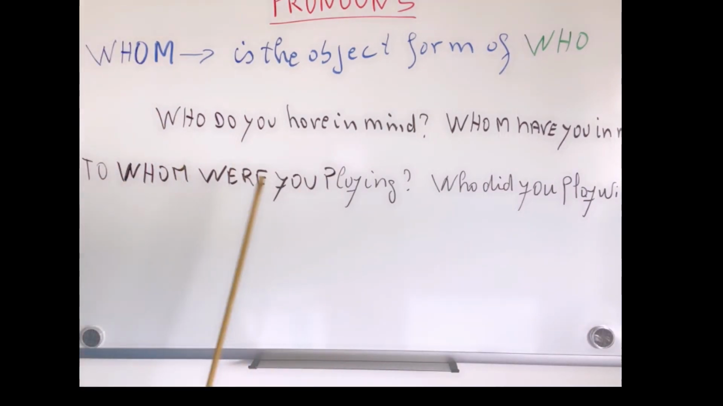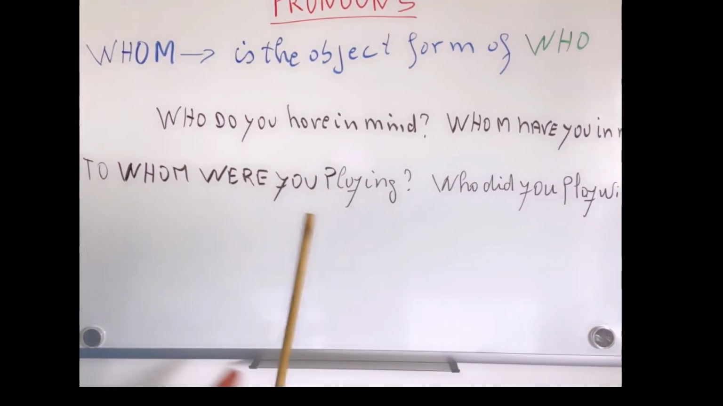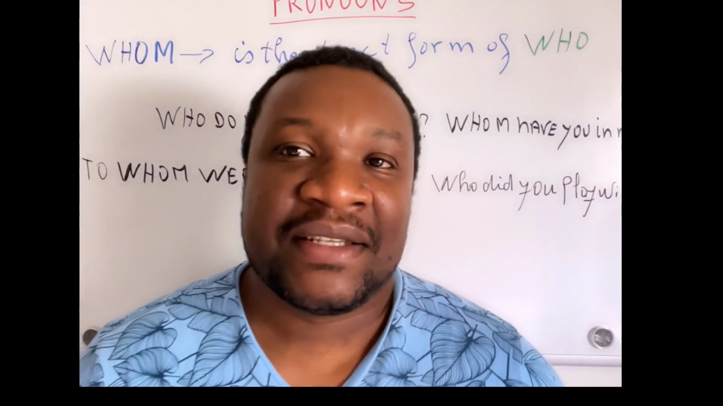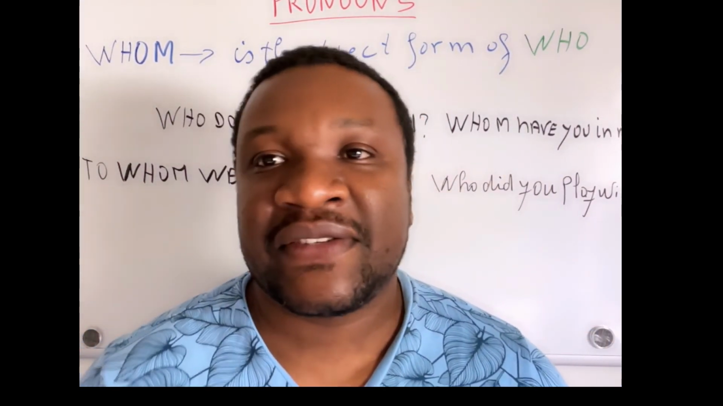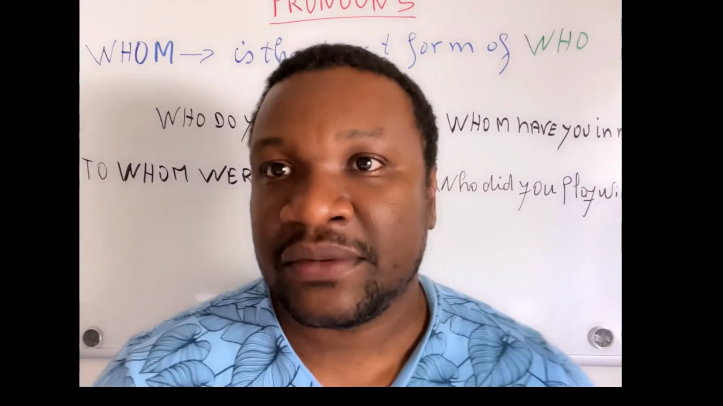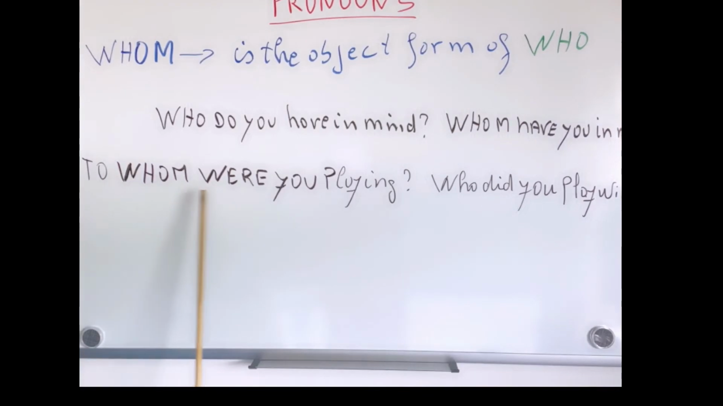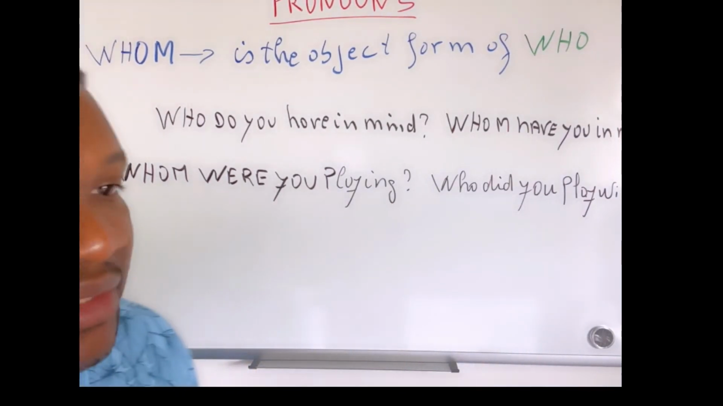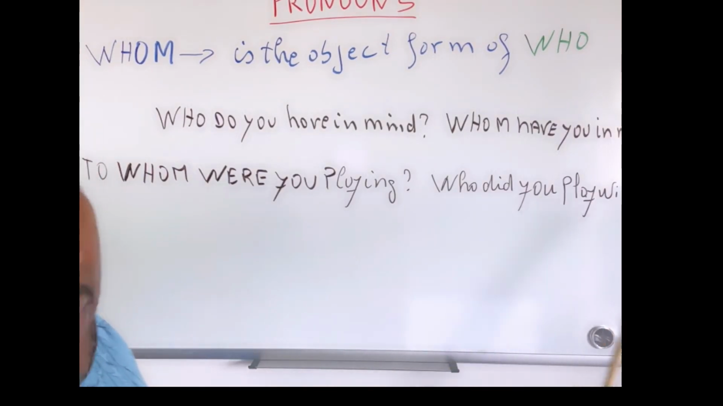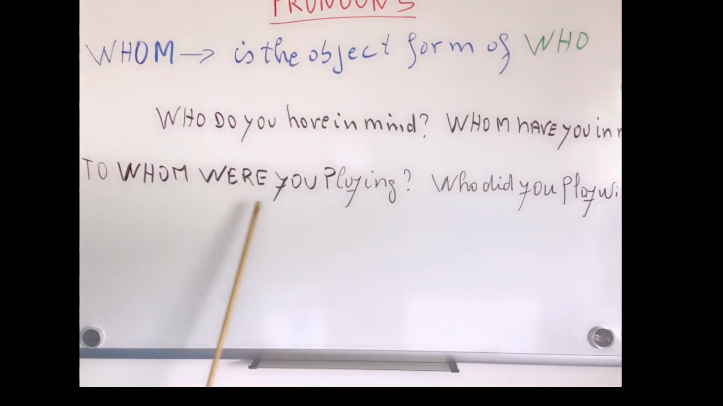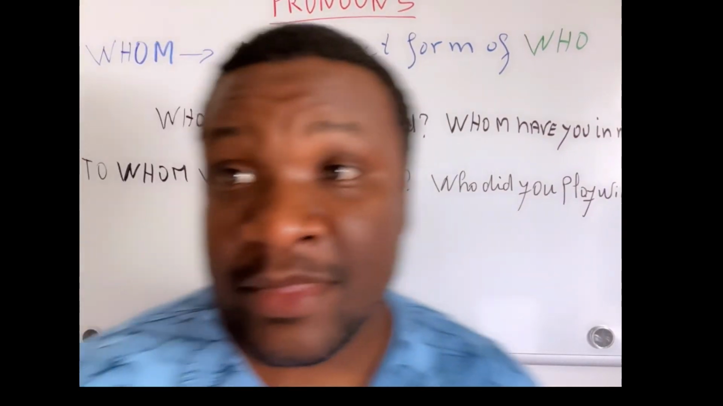The other one is, I was playing in the yard, and a couple of friends came over and we were playing together. But my parents asked me, to whom were you playing? Or they can just say, who did you play with? But the formal way is, to whom were you playing? You get that?